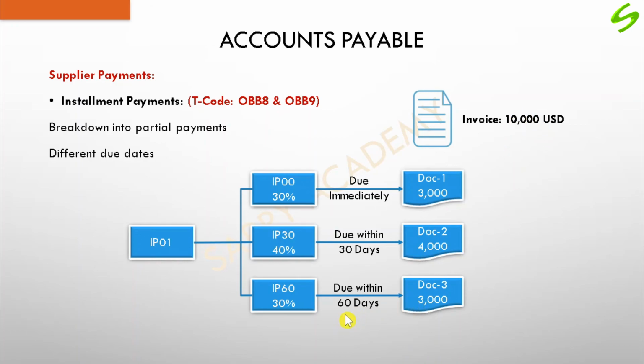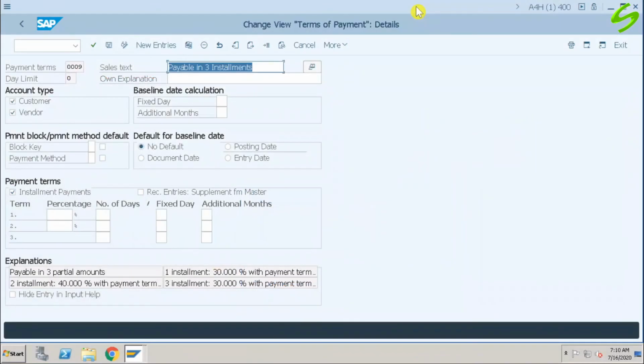And the third and last invoice, or document 3, is for 3,000 again, which is 30% of 10,000 USD, and this is due within 60 days as per the payment term, which is installment payment number 3. Let us look at the installment payment, how this is created. Let us post an invoice with installment payment term. Let us switch to SAP.